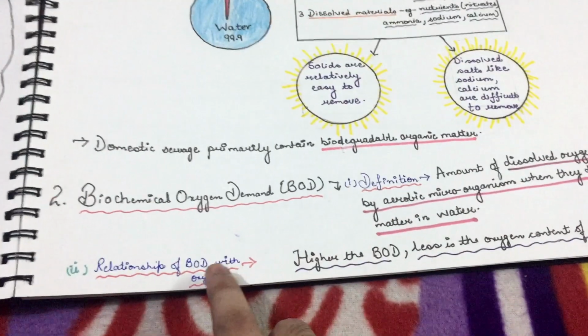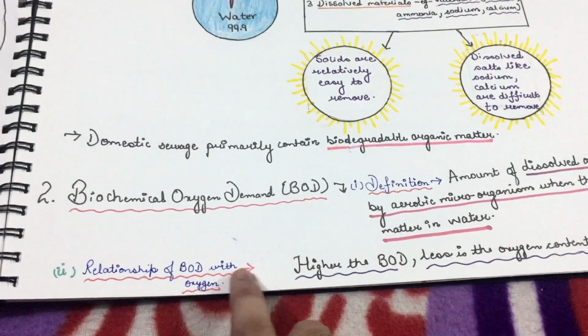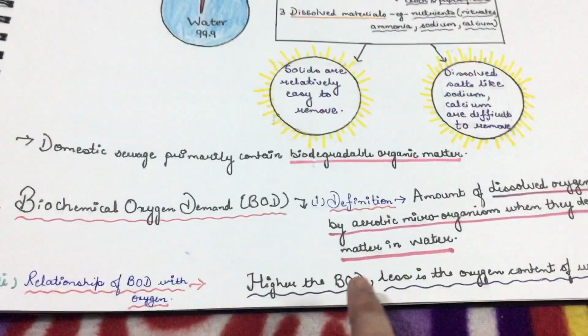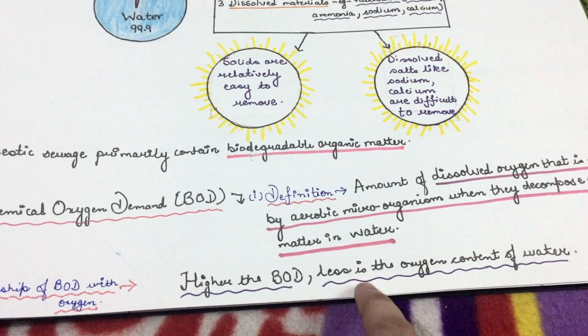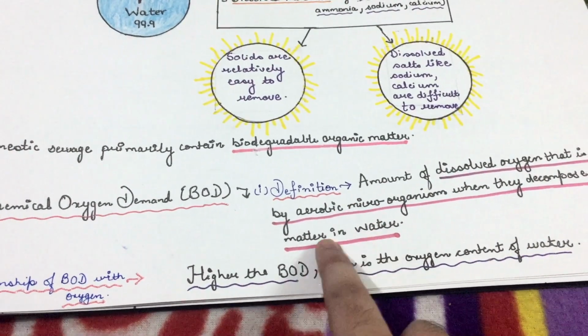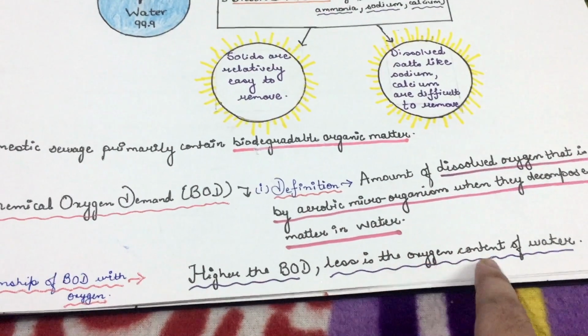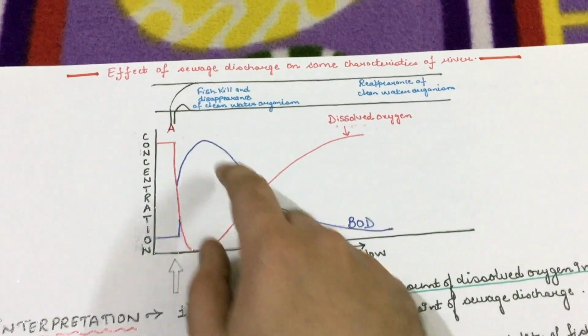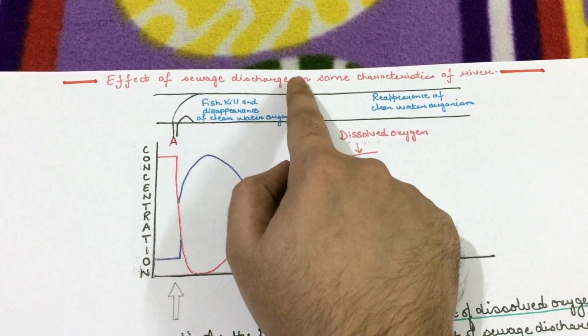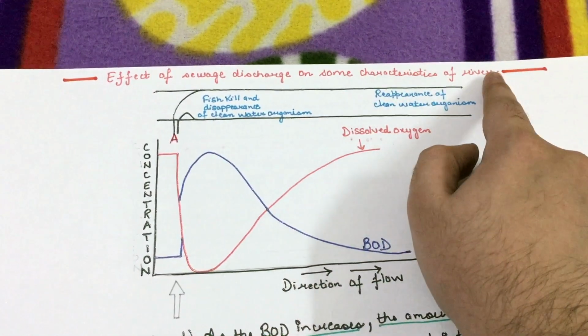So now, let us look at what is the relationship of BOD with oxygen. Higher the BOD, less is the oxygen content of water. So if there is higher BOD of a water body, it means the oxygen content of that water body is very less. Now let us look at effect of sewage discharge on some characteristic of river.